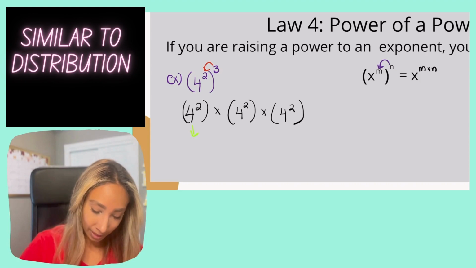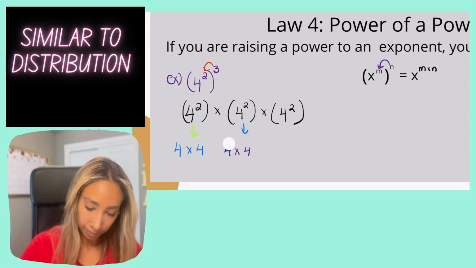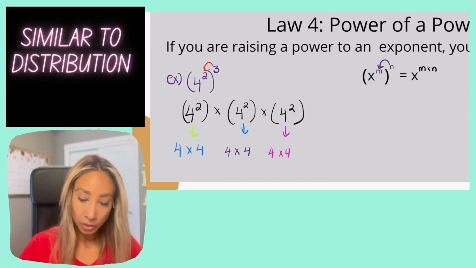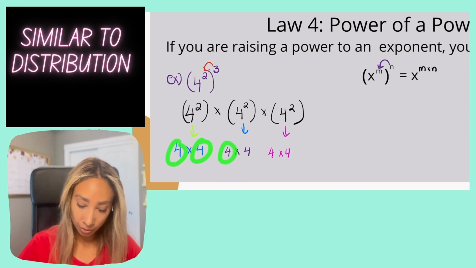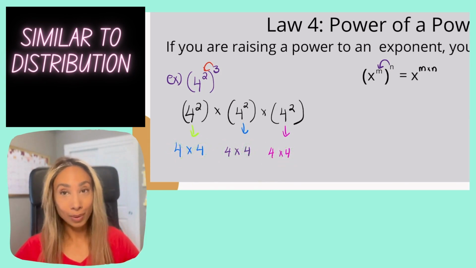This one here is going to be 4 times 4. This one here is also 4 times 4. And this one here is 4 times 4. So all together, we've got 1, 2, 3, 4, 5, 6 fours that are all being multiplied by each other.